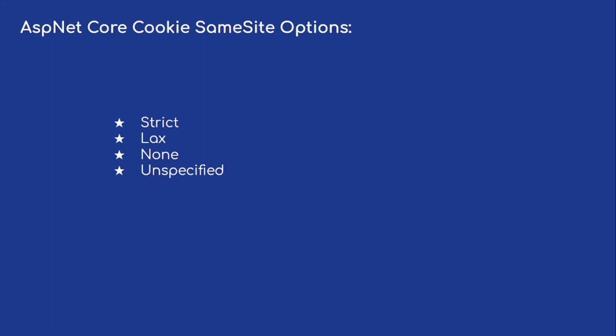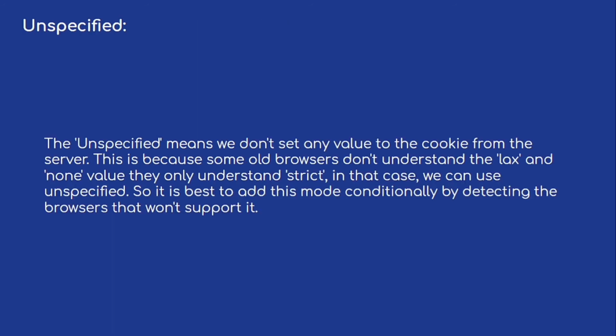So there is one more option provided by .NET Core, which is not a browser thing. This is provided by .NET Core, called Unspecified. Let's check what Unspecified means. Unspecified means we don't set any value on the cookie from the server, like None, Lax, or Strict. We are simply returning the cookie without a SameSite value. This is because some older browsers don't understand Lax or None values. They will only understand Strict mode.